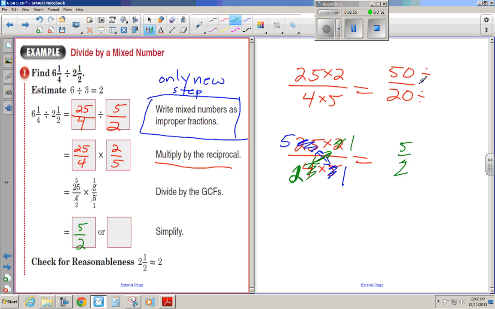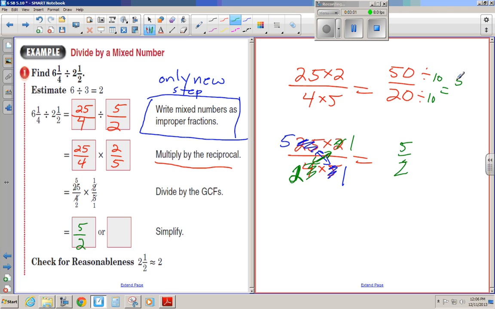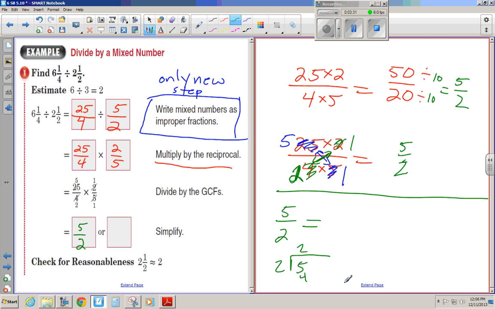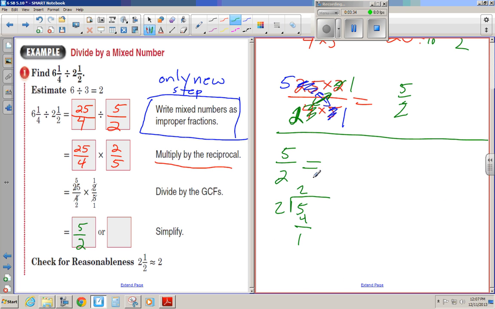Up here, I would have to keep reducing the numerator and denominator until I could not reduce anymore. And as I've said before, improper fractions are not as nice to look at, but they're easier to use mathematically. So we're still going to work on simplifying 5 divided by 2. Well, 2 goes into 5 2 times with a remainder of 1. So it's 2 1/2.